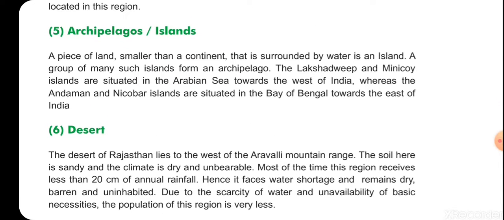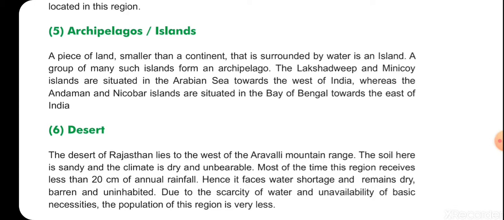Archipelago and island. A piece of land smaller than a continent that is surrounded by water is an island. A group of many such islands form an archipelago. The Lakshadweep and Minicoy Islands are situated in the Arabian Sea towards the west of India, whereas the Andaman and Nicobar Islands are situated in the Bay of Bengal towards the east of India.